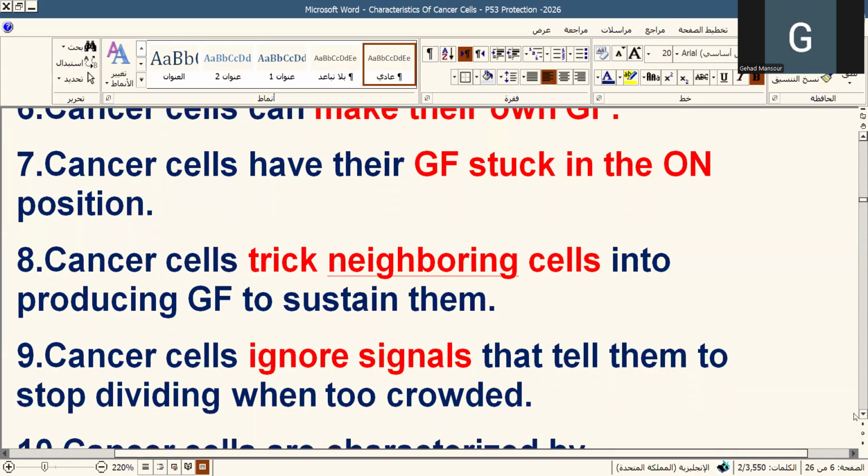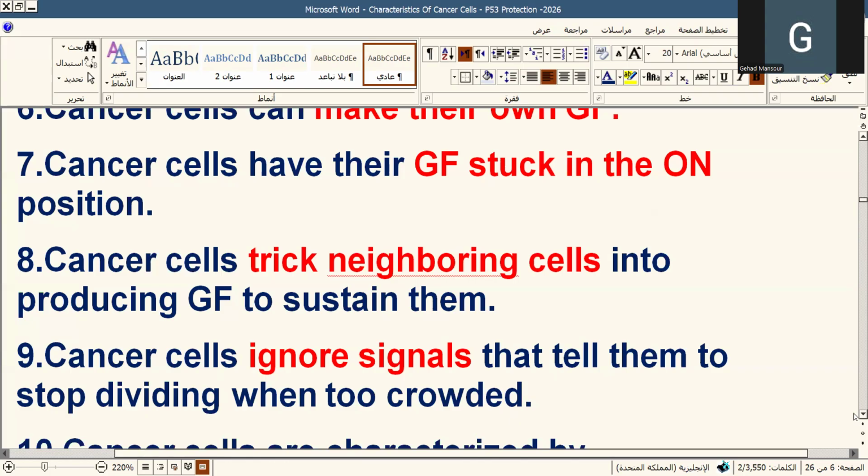And this is a very specific characteristic that makes them be able to divide even if they do not receive a growth factor. And not only do they form their own growth factor endogenously, but their growth factor is always stuck in the on position, because we're going to see diagrams at the end of this video or on the next video that show you that the growth factor might sometimes be on or off in the cell.